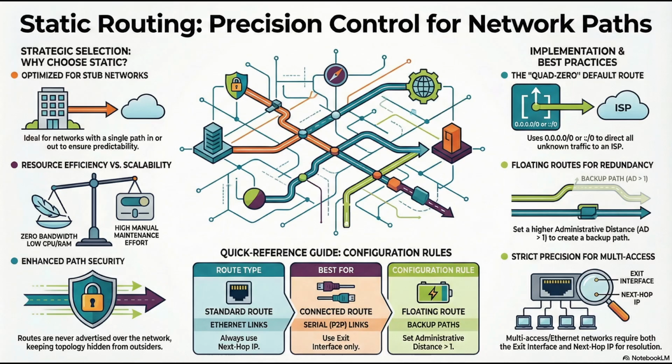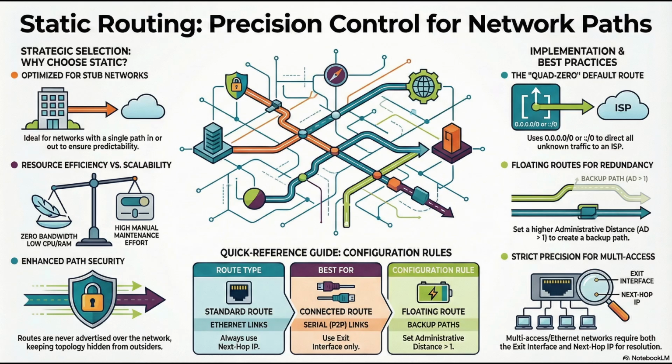Now let's talk about the danger zone. Method number 2, the exit interface only. This one is labeled directly connected. This comes with a giant warning label in the source material, and for good reason. Yeah, it says restriction. Use only on point-to-point serial interfaces. But explain why. What happens if I use this on Ethernet?